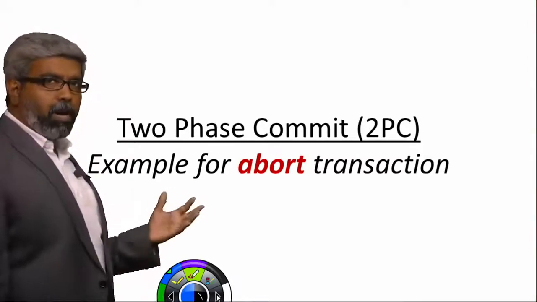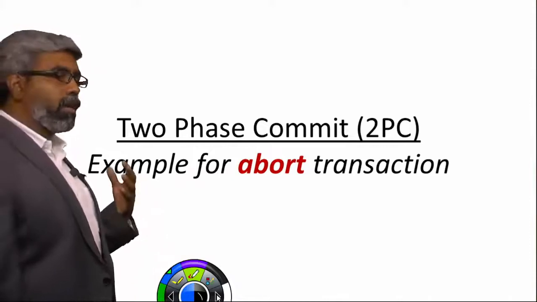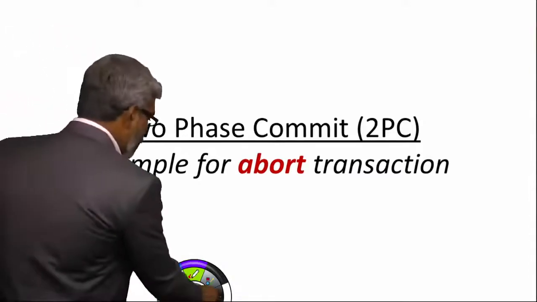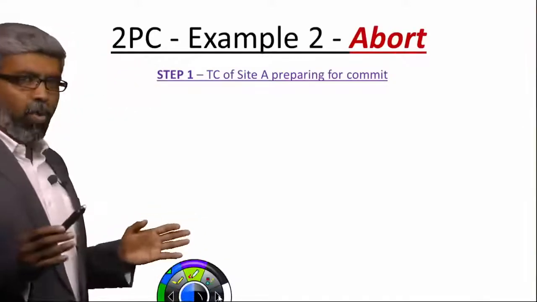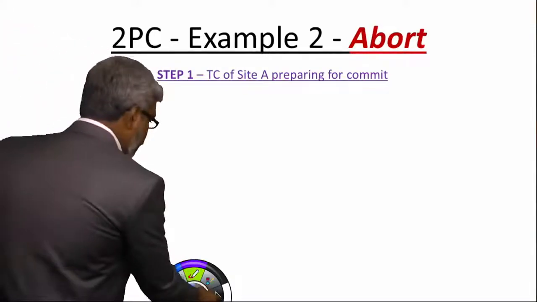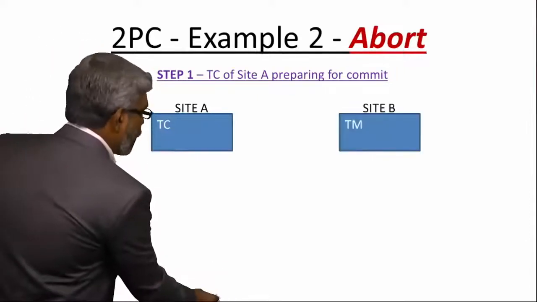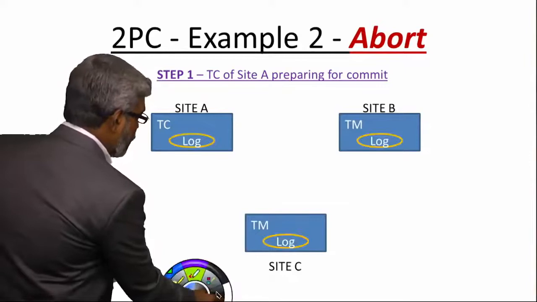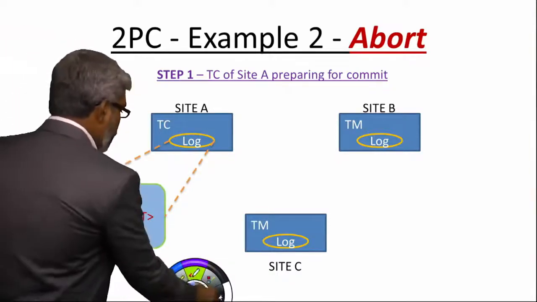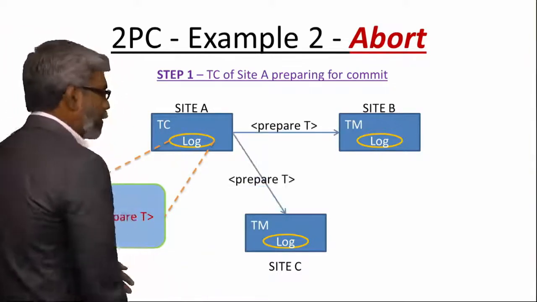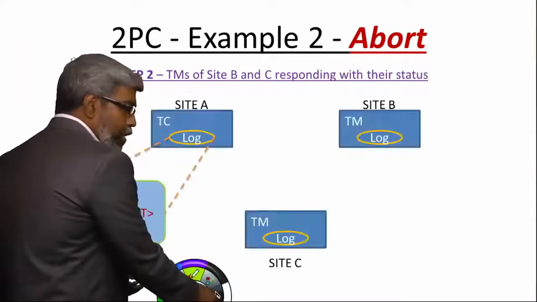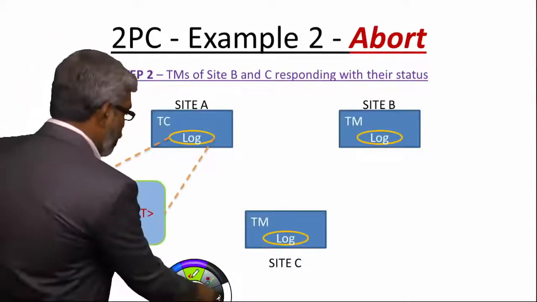Now another example, for an aborted transaction. What if a few of the sites are not ready to commit? Let's see the same example. Step 1 is the same: the transaction coordinator of site A is preparing for commit. We have the setup with all these sites, and site A writes a prepare T message in its log file and communicates prepare T to all the participating sites.